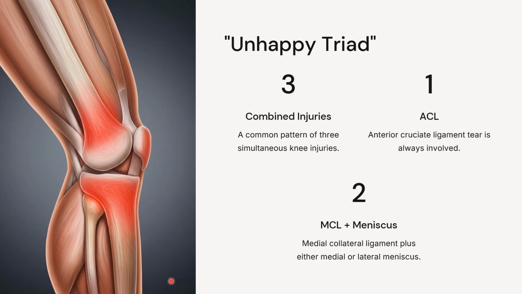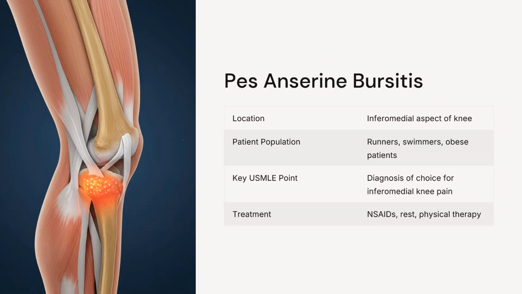What is an unhappy triad? Unhappy triad is nothing but three combined injuries, a common pattern of three simultaneous knee injuries. One is the anterior cruciate ligament, the other is the medial collateral ligament, plus either the medial or the lateral meniscus tear. When these three are combined, it results in an unhappy triad.